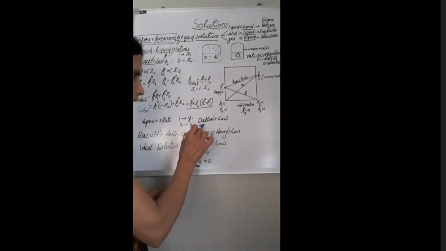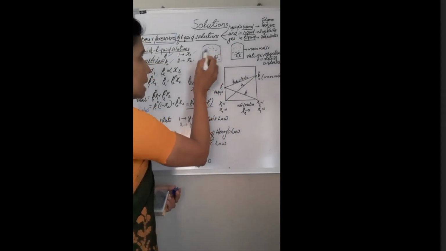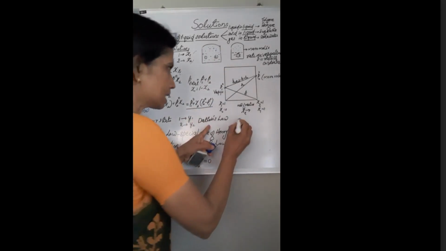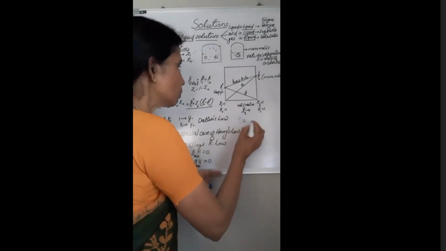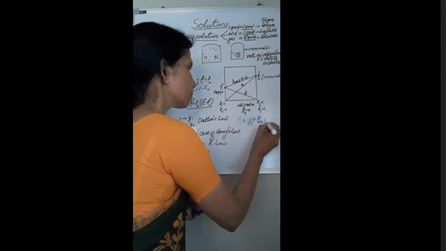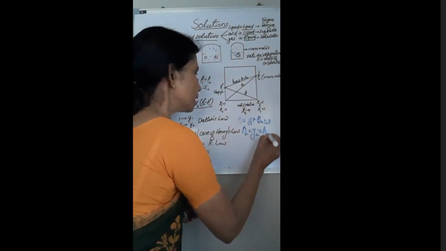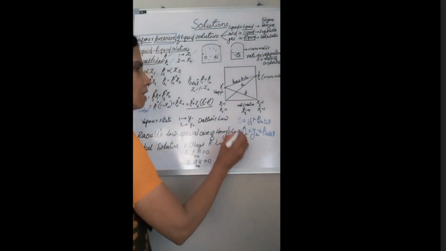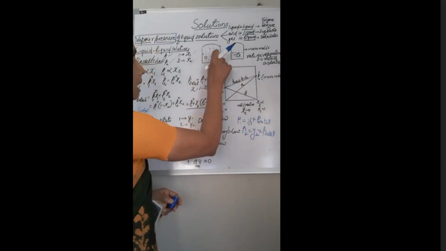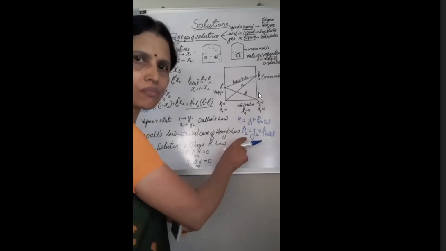Then according to Dalton's law, this part can be considered as a mixture of non-reacting gases. And therefore, applying Dalton's law, we can say P1 is equal to y1 into P total, and P2 is equal to y2 into P total. So this way, if we know P total, the total vapor pressure, which we can measure by connecting this to a manometer, we can find out the partial pressures P1 and P2 of the two components.